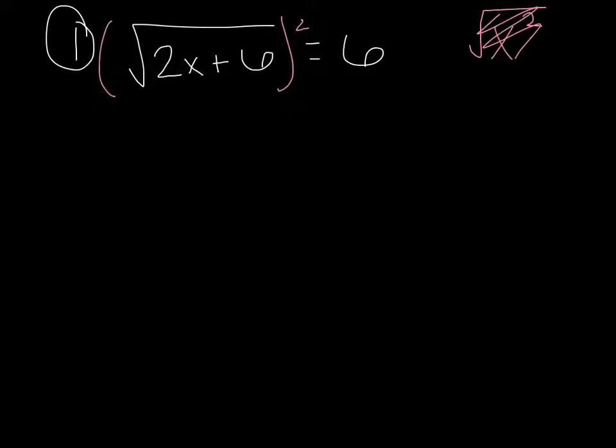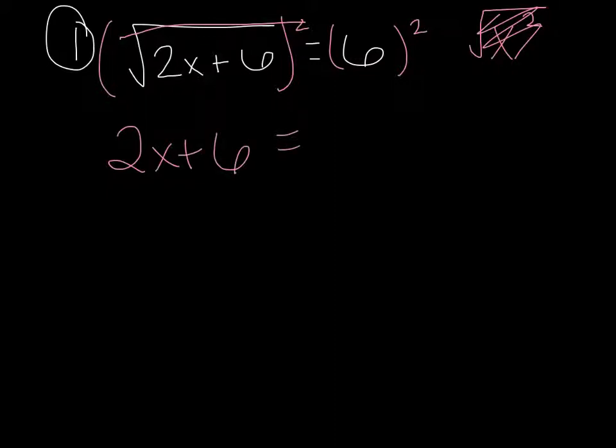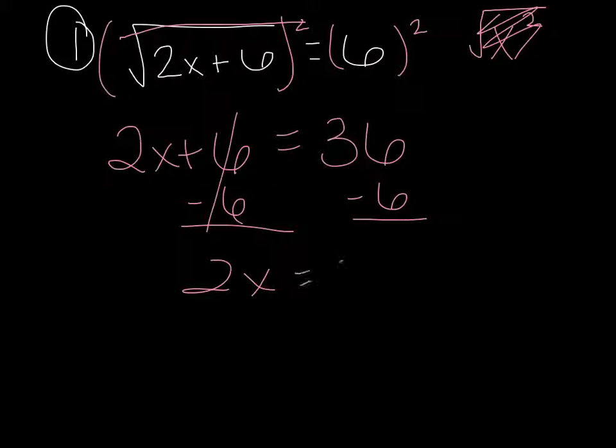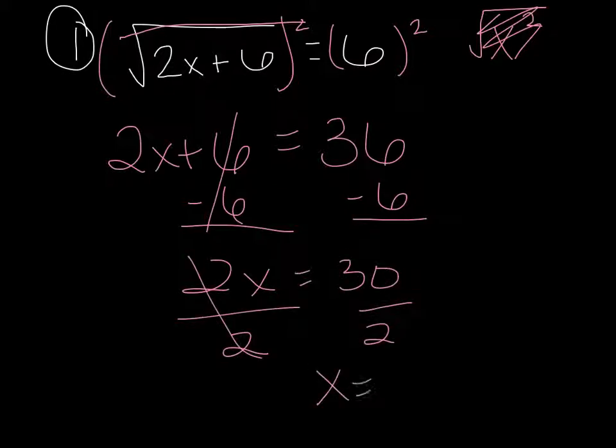But if I square one side to make it equal, I have to square the other side as well. Okay, so if I square the square root sign, that goes away, and all you're left with is 2x plus 6 equals, and then 6 squared is 36. Well, now it's a two-step equation, so subtract 6 from both sides. So you get 2x equals 30. Divide both sides by 2, so x equals 15. Okay, so you gotta remember, to undo a square root sign, you have to square both sides.